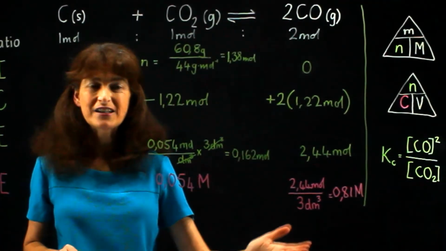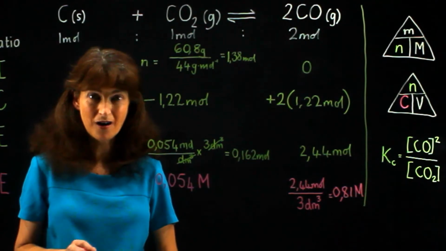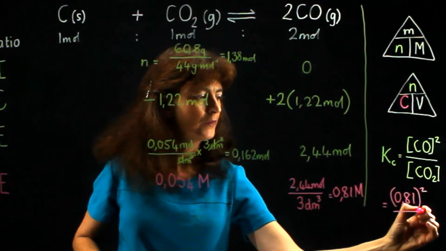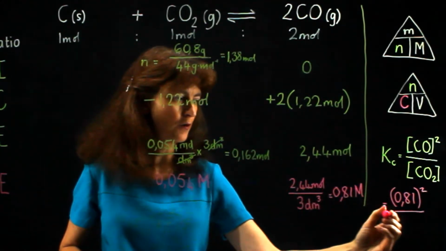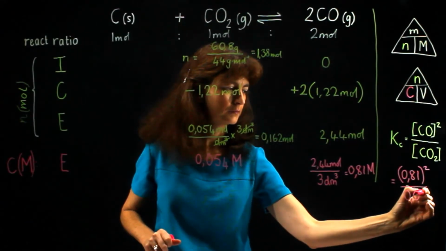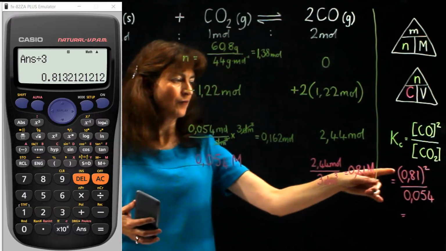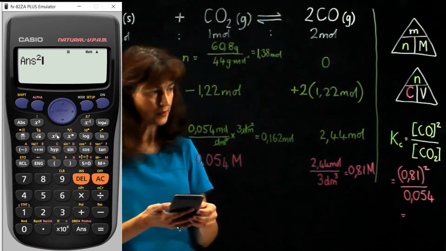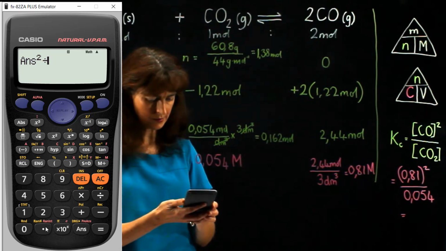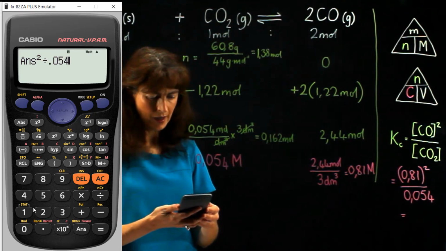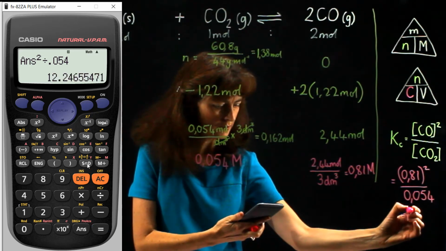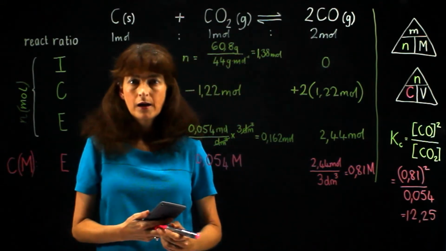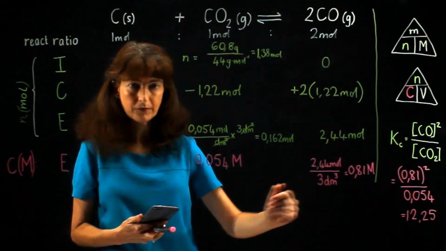Right, so now we're ready to actually calculate what we were asked. 0,81 squared divided by 0,054. We have this value on our calculator, so let's simply square that and then divide by 0,054. And our answer is 12,25. Kc is dimensionless, so we don't give a unit.